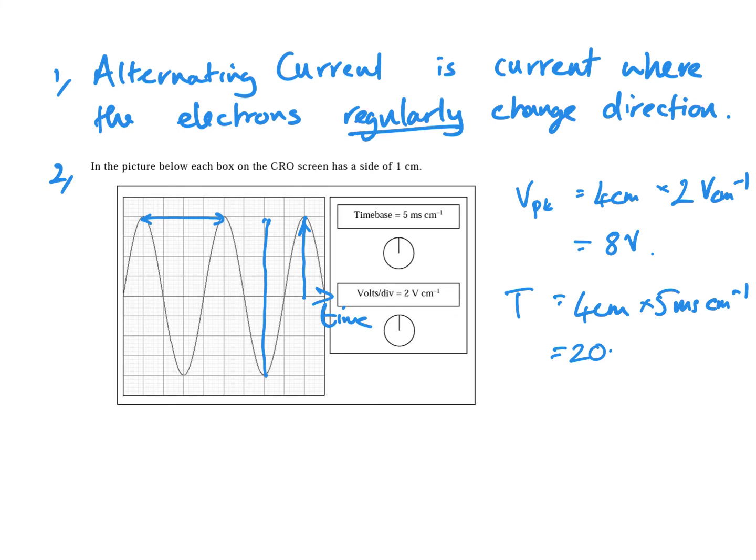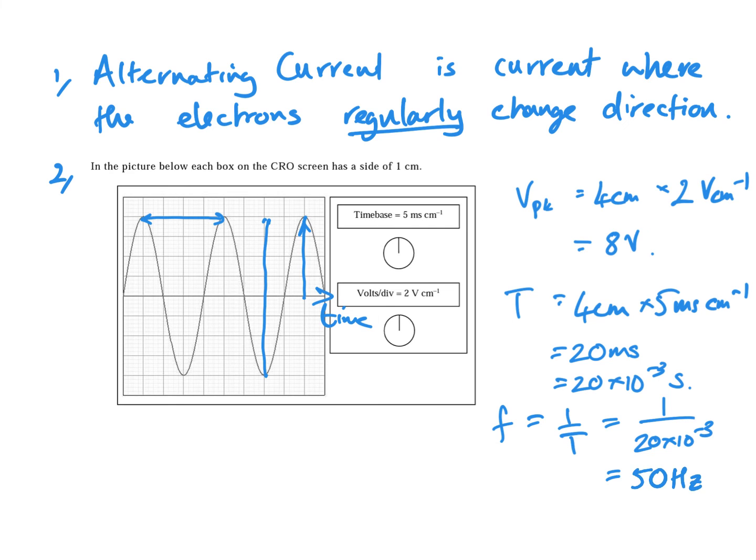So the period is 20 milliseconds, which is 20 times 10 to the minus 3 seconds. Do that conversion before you calculate the frequency, and the frequency is 1 divided by the period, so it's 1 divided by 20 times 10 to the minus 3, and plug that into your calculator. And you'll get 50 hertz.